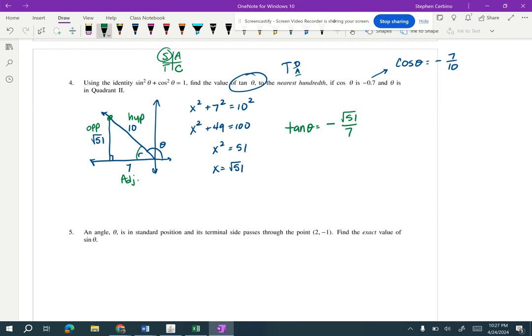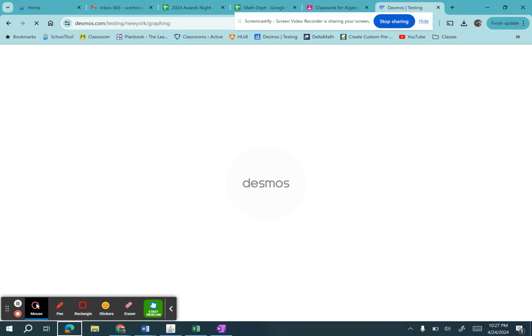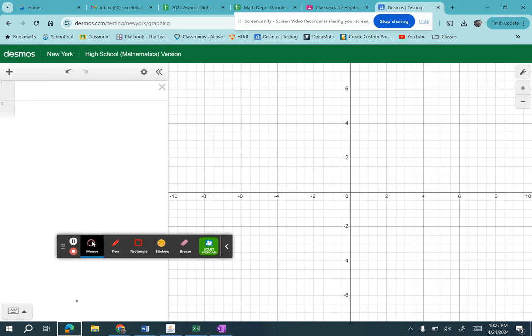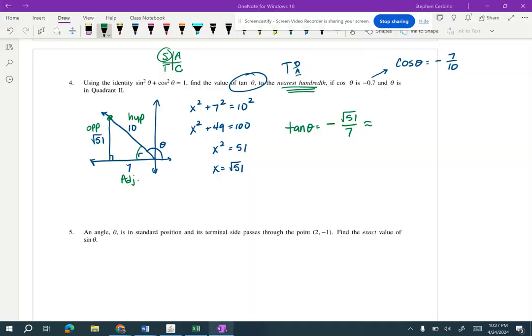Now, this does give you an added trick here. This can trip you up. Square root of 51 over 7 is a perfect answer, but it's not in the form they want. They want you to make an approximation here rounded to the nearest hundredth. So we got to go to Desmos. Let's open up a tab here. And we have to type in our square root of 51 divided by 7. So we get 1.02. Don't forget the negative. That's the answer they want.